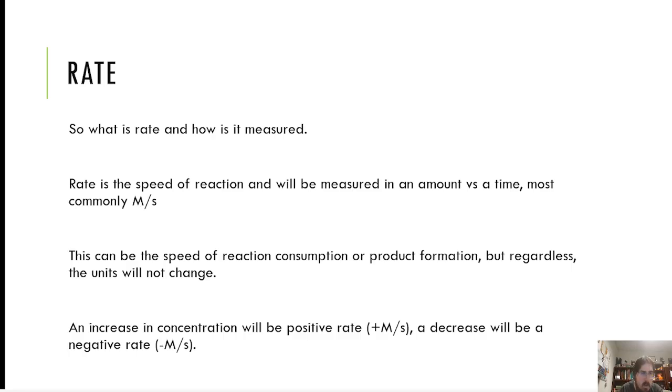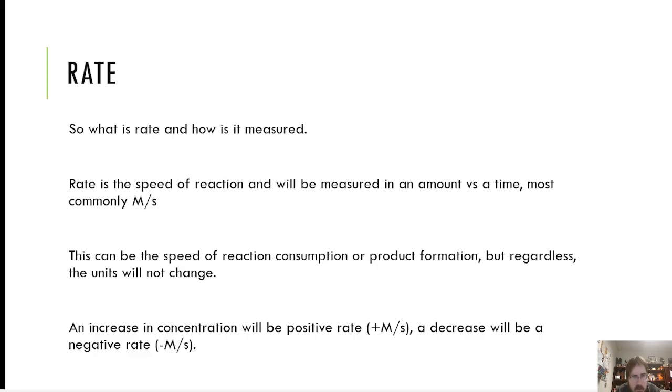But so rate. What is its units and how is it measured? A rate is going to be a ratio of some kind of amount versus some kind of time. The most common version is molarity, capital M, per second. Now you could do molarity per minute, molarity per day, molarity per hour, molarity per year. You could look at it as atoms. You could look at it as all sorts of things. But the most common one is molarity per second.